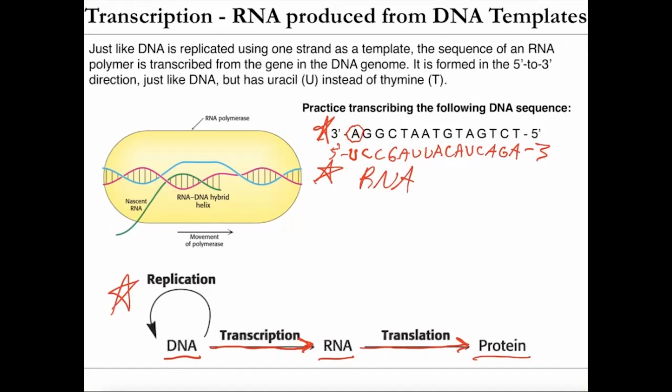And you see that it keeps all the information in the gene. It's just in the opposite orientation, and there are U's instead of T's. So it is faithfully replicating that information in the DNA into an RNA molecule.